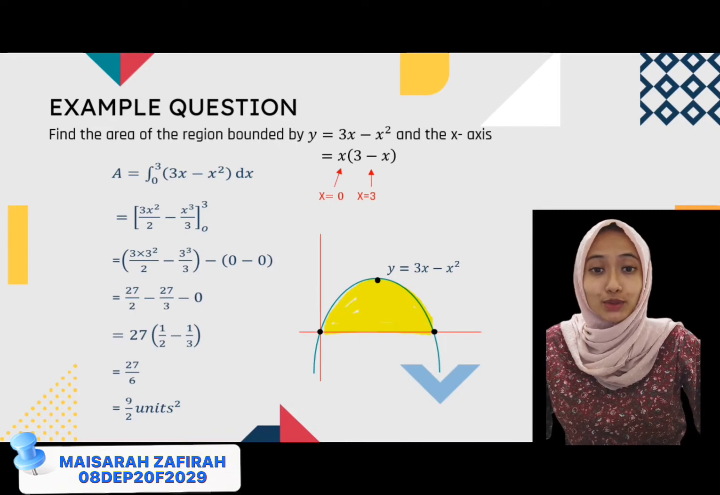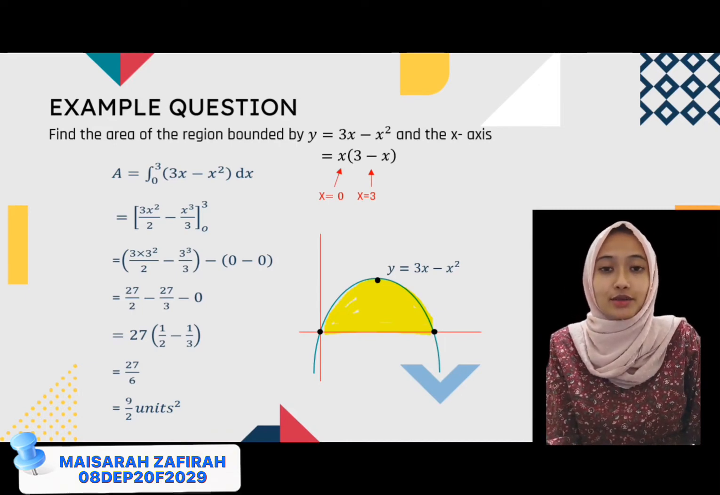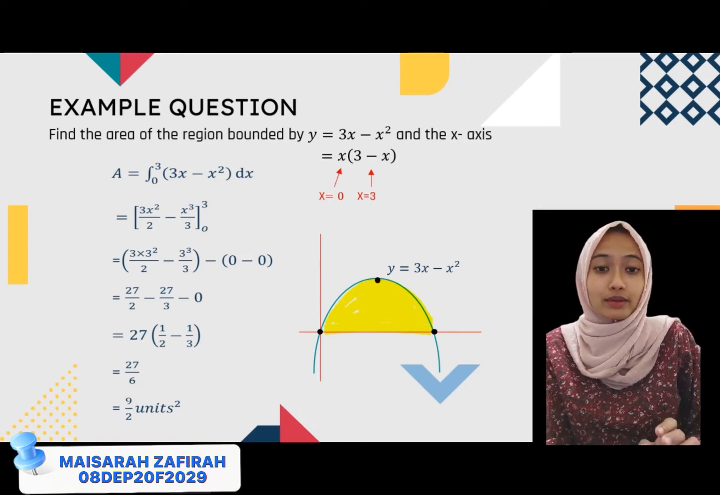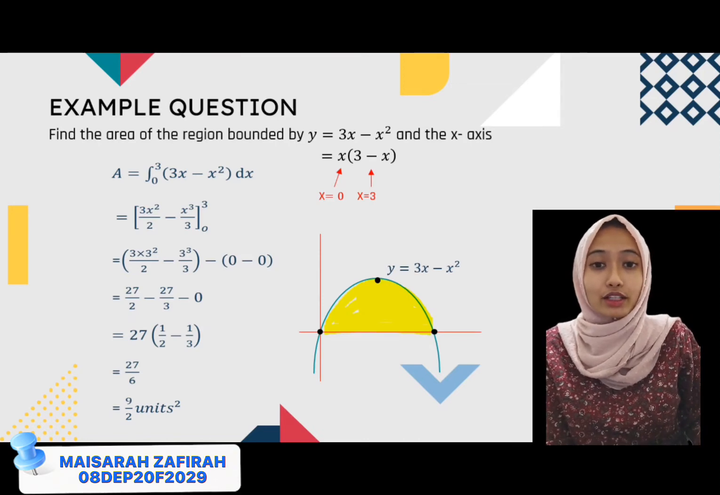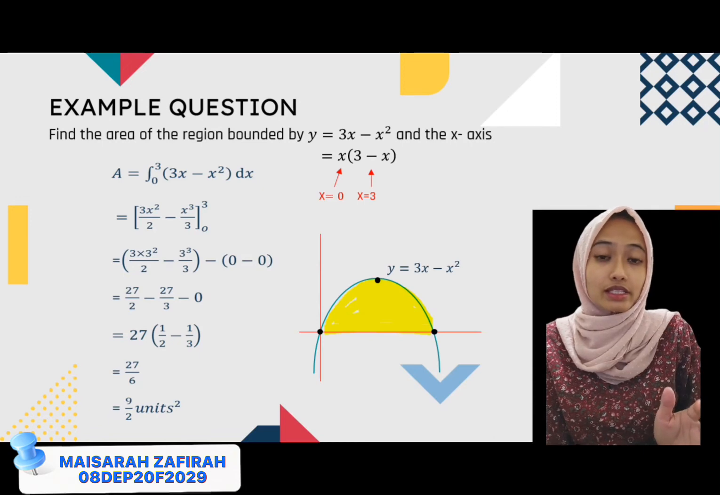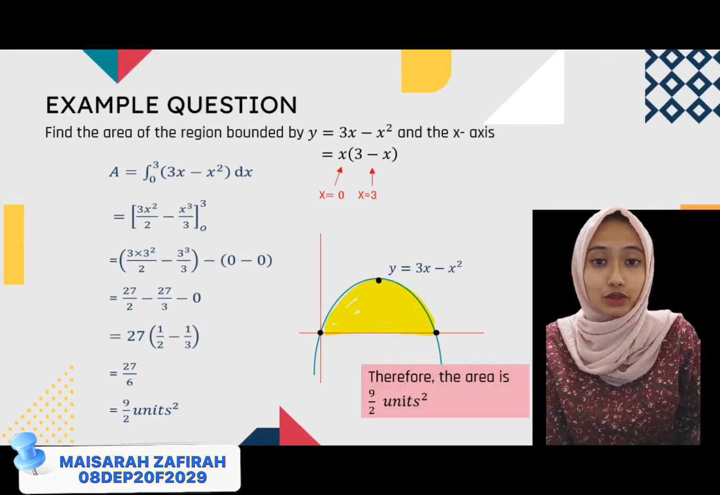9 over 2. Now it's time for us to conclude the answer. As you can see, we know it's area, so it becomes a unit to the power of 2. The unit depends on the question given. For example here, it doesn't give any units, so we can write down 9 over 2 unit square.